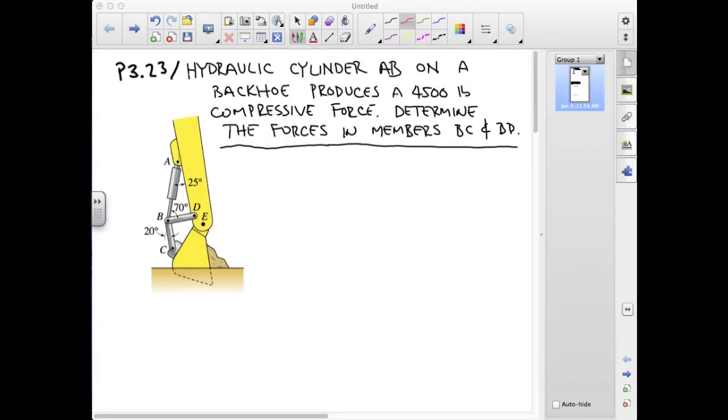In this first problem, we're shown a portion of a backhoe that's digging into the earth. We're told the hydraulic cylinder AB on the backhoe produces a 4,500 pound compressive force, and we'd like to determine the forces in members BC and BD. Take a moment to pause the video and resume playing when you're ready to see a solution.